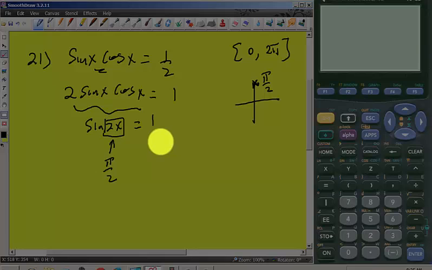Right? So what I have is, now, because this is a 2x, you still have to clean up after it.